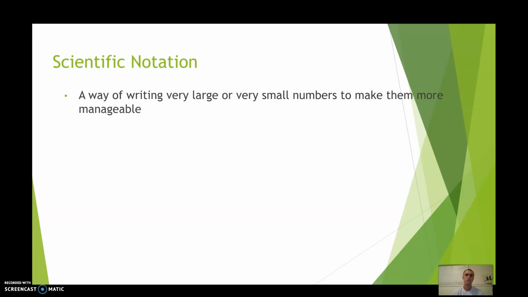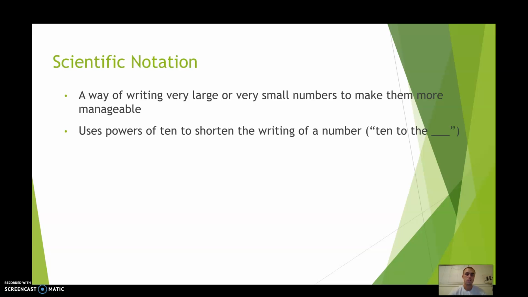So scientific notation is a way that we write really big numbers or really small numbers to make them more manageable. Instead of writing a whole bunch of zeros after a number, or a decimal point, 00000, and then a number, we use scientific notation. We use powers of 10 to shorten the writing of the number, so times 10 to the 4th or times 10 to the 17th or whatever, to make that number easier to handle.